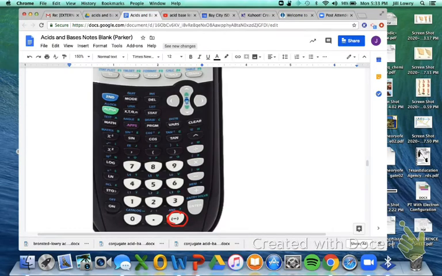So if I'm trying to find my pH, which is equal to negative log, and we'll say my concentration was 0.033, then I'm going to go negative log, and then I would type in 0.033, and then I would hit enter on that one.